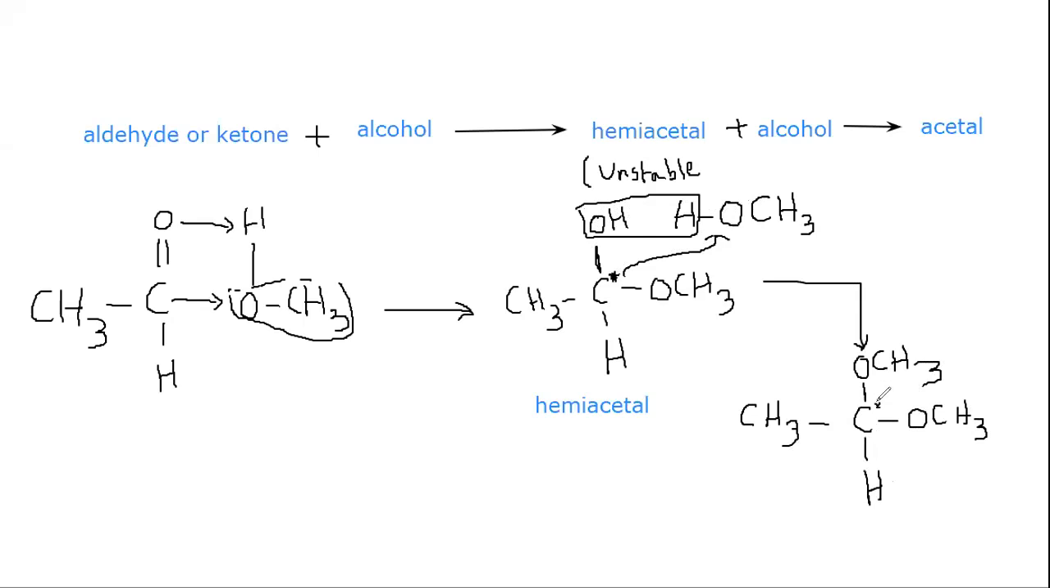Now please look at this carbon. This carbon has ether, COC and COC. It contains 2 ether groups, so this is called acetal. So this is the whole mechanism of how aldehydes or ketones are converted to hemiacetals and acetals.